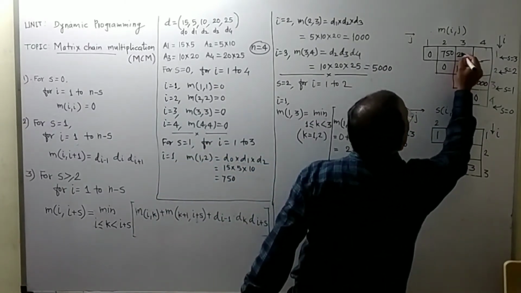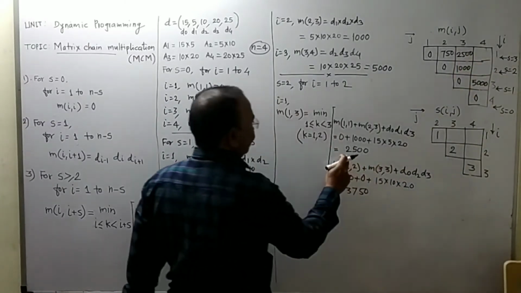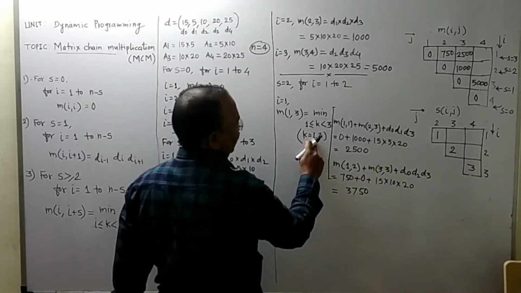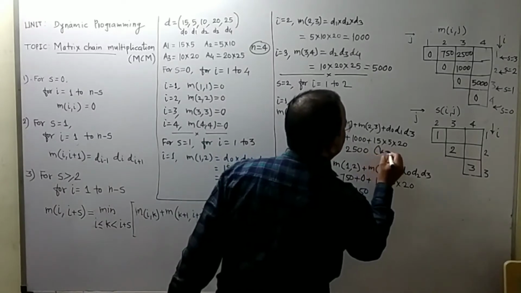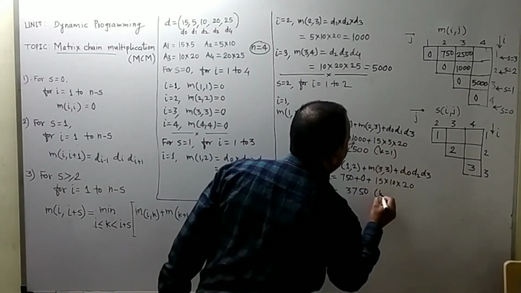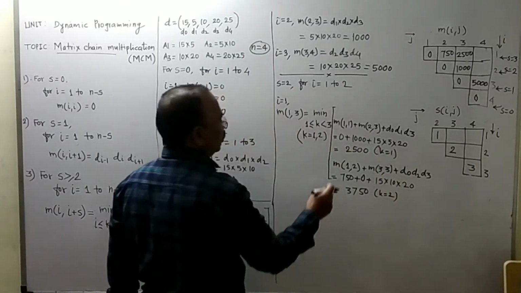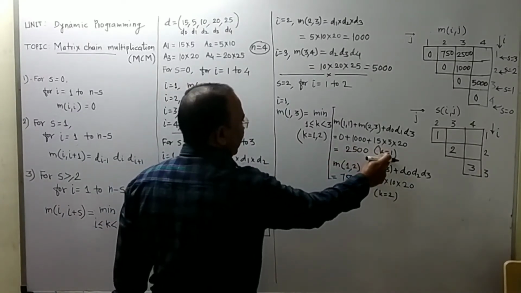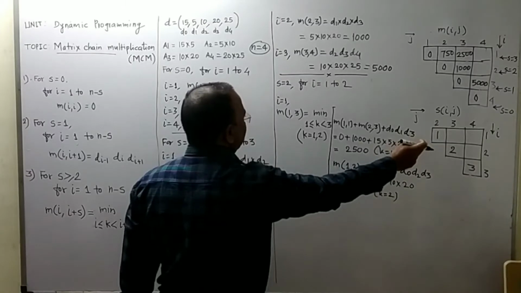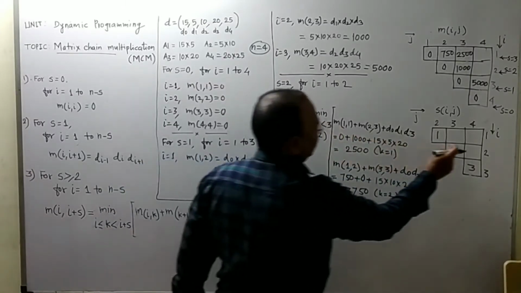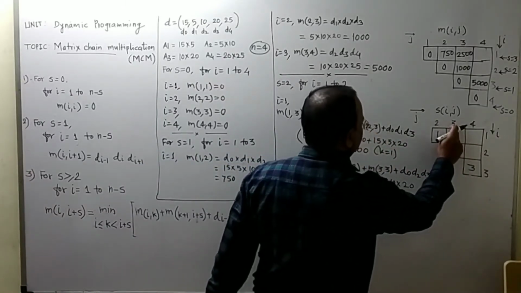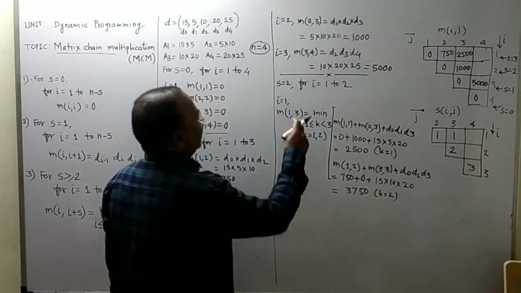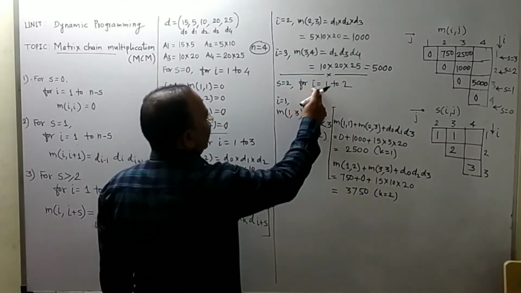Right here 2500, and we have got the minimum value for K is equal to 1. So this is for K is equal to 1 and this is for K is equal to 2. So we have got this minimum value for K is equal to 1. Now in the S table at the 13 place put K is equal to 1. Then take the next value, I is equal to 2.